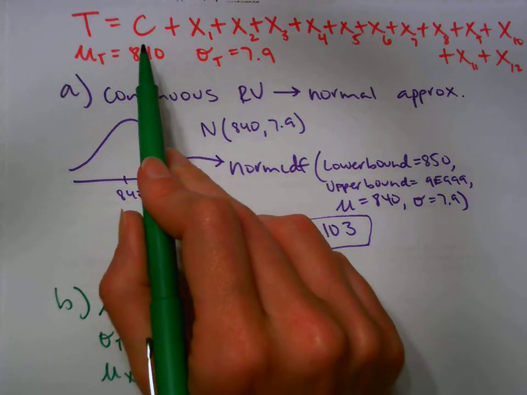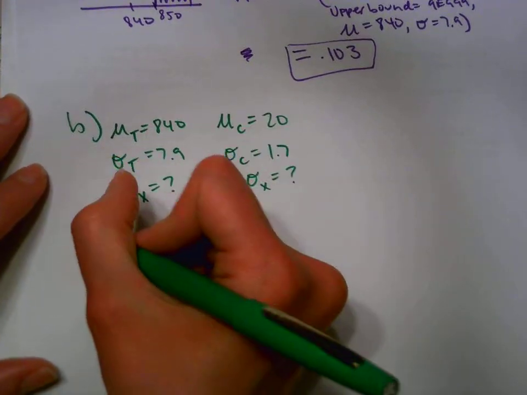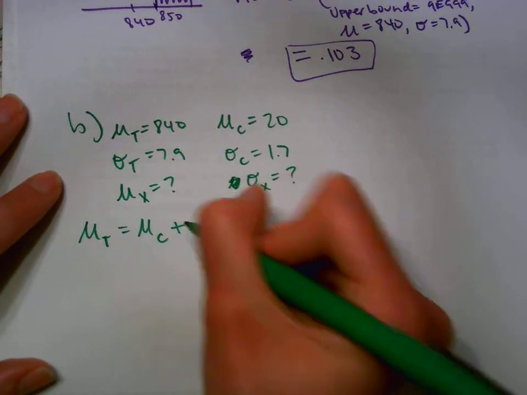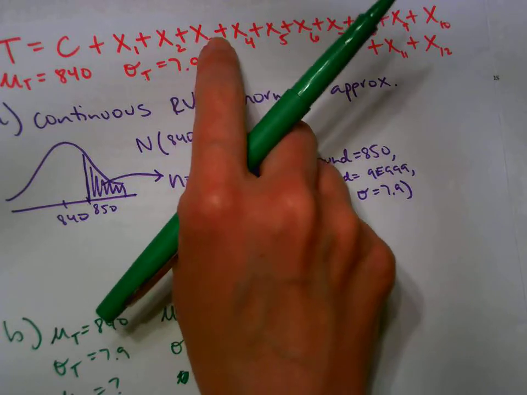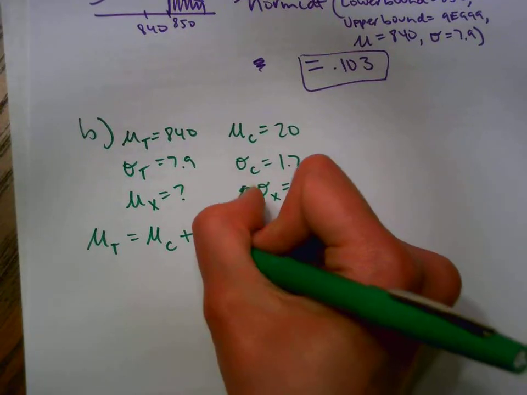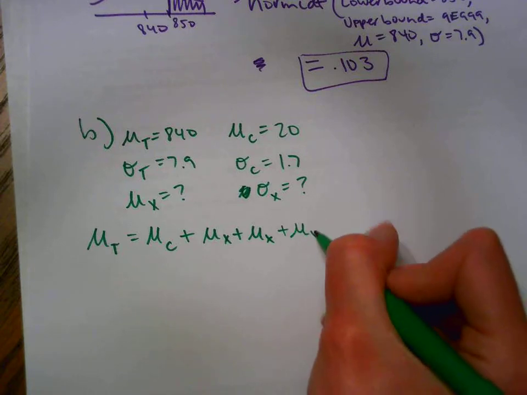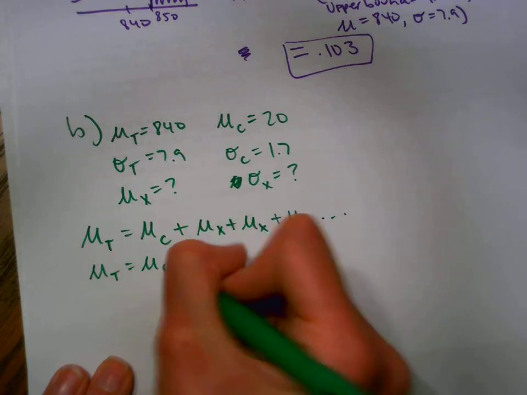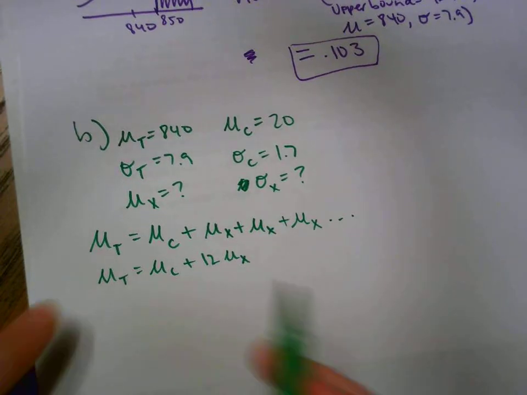So we're going to use this setup. So we know the mean is normally the easy one. So we know the mean of t is going to equal the mean of c plus what? The mean of x plus the mean of x, because now all these could take on different values, but they're going to have the same mean. They come from the same distribution. So you could think about writing it out 12 times, but now because that's going to be the same value, we could rewrite it as the mean of t equals the mean of c plus 12 times the mean of x. And now we plug in our stuff and solve.